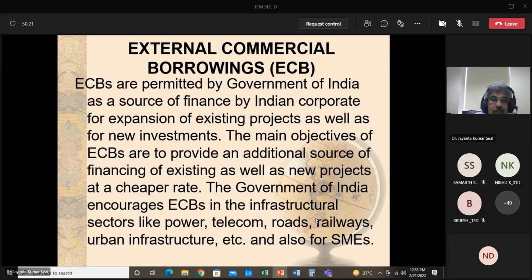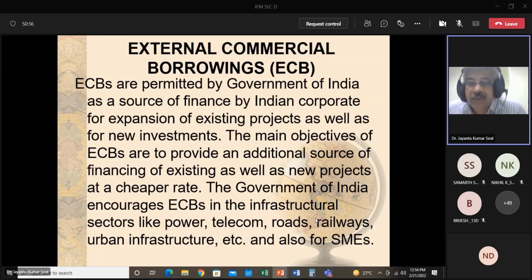No, sir. So ECBs are permitted by the Government of India as a source of finance for Indian corporates, for expansion of existing projects as well as for new investment. The main objective of ECBs is to provide an additional source of finance. I told you on the first day that India is a country which lacks capital. Since we need capital and our domestic market is not enough to provide it, the government always encourages companies to borrow in the foreign market.